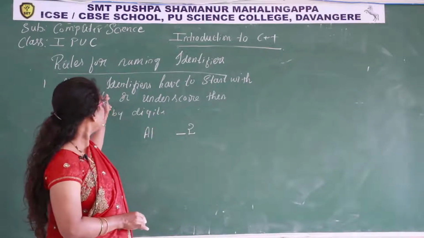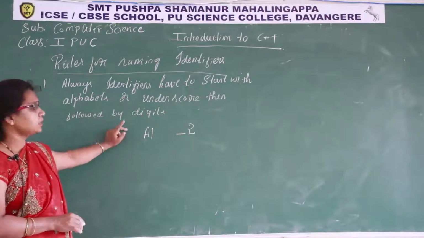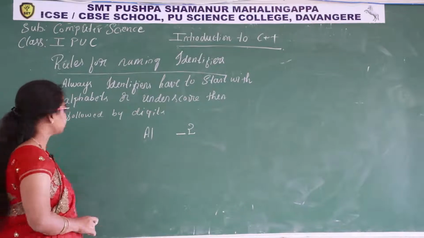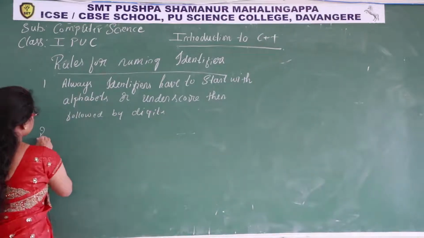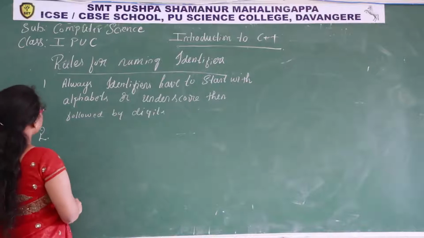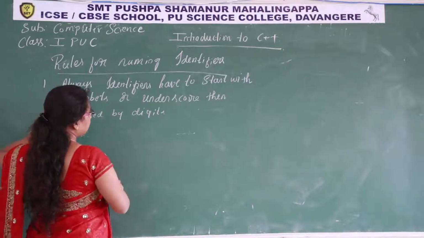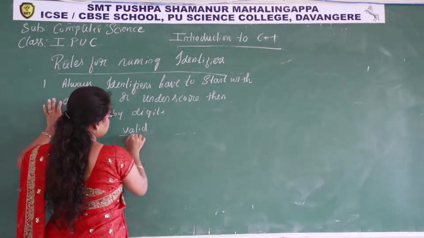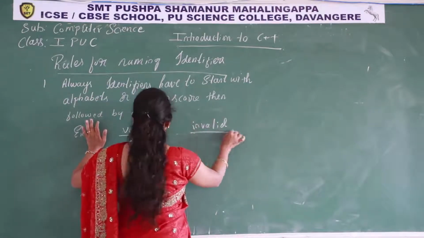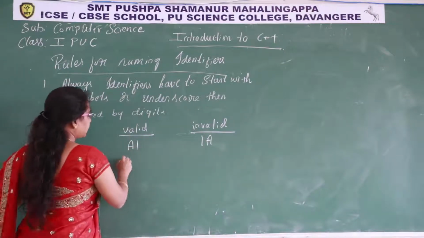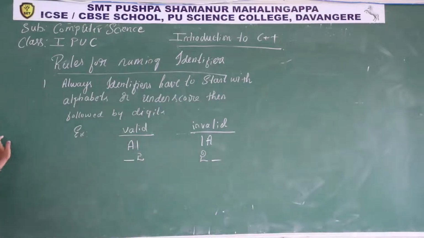Or you can write in this way. Always identifiers have to start with alphabets or underscore. Then it can be followed by digits. Understood? Second point. I did not give an example, so one valid example I will give. A1 is valid. 1A is invalid. _2 is valid. 2_ is invalid. Invalid identifier name.